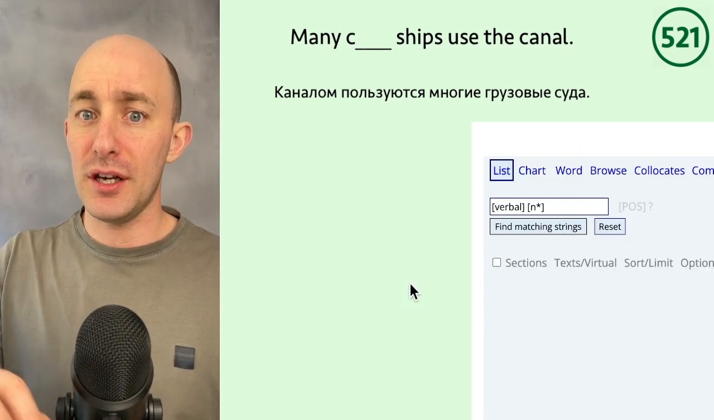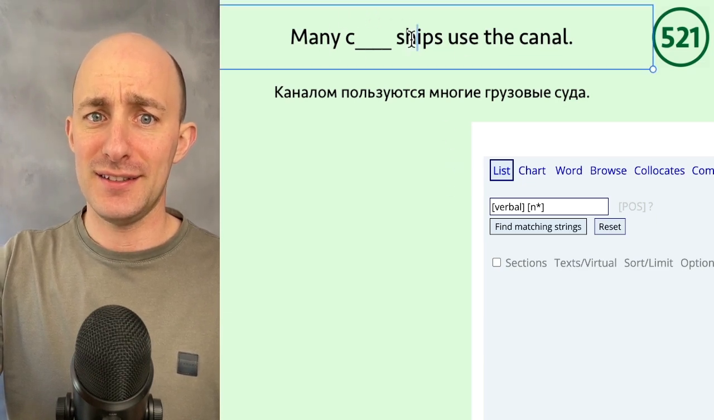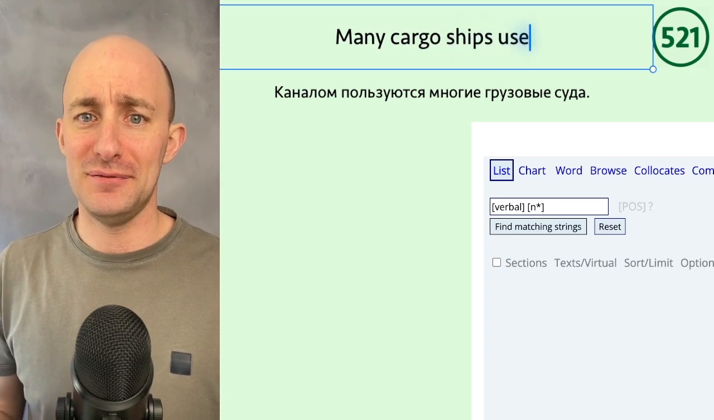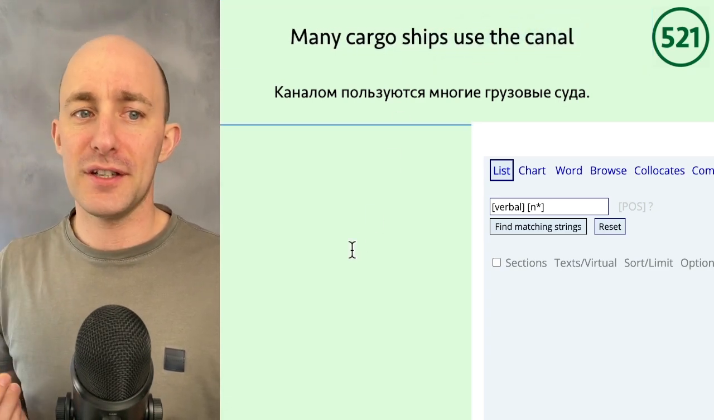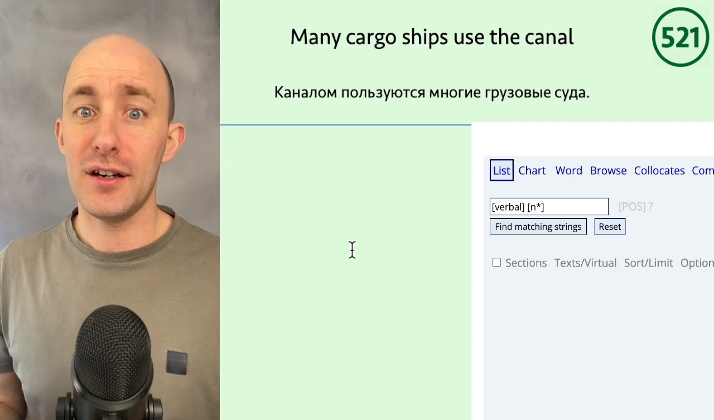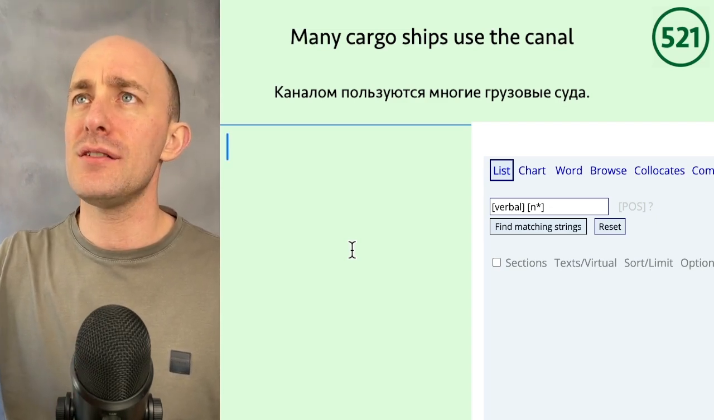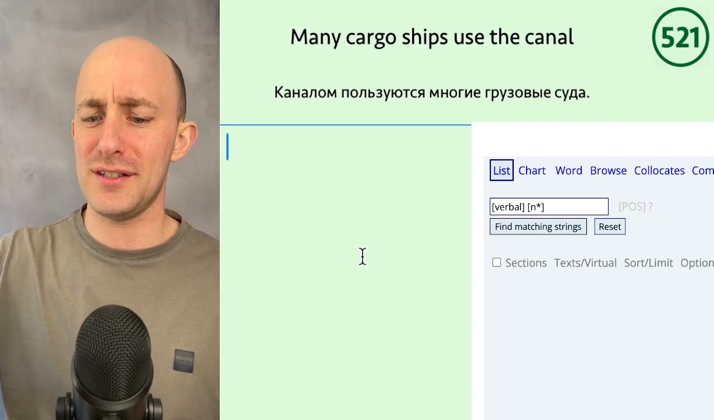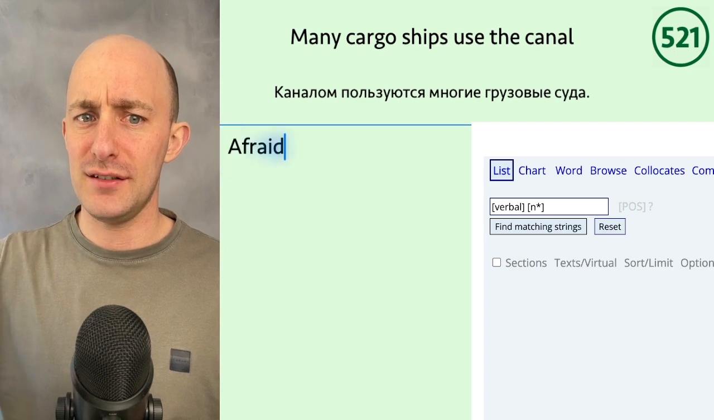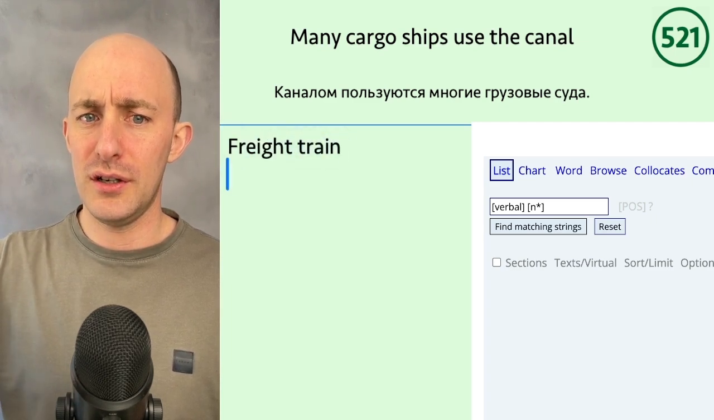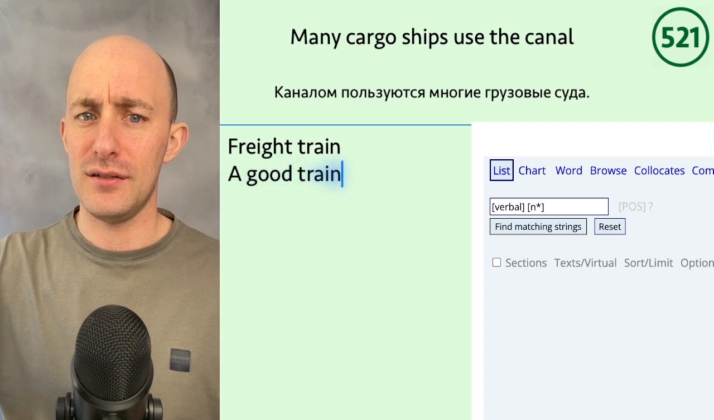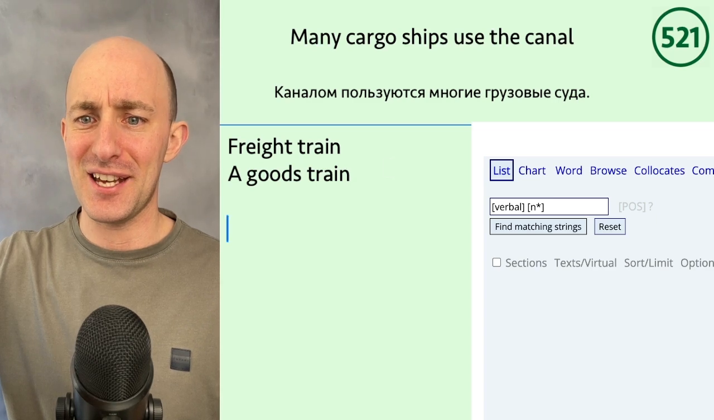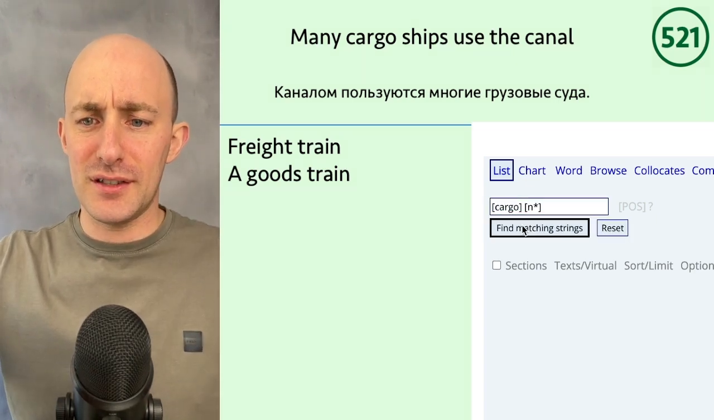Каналом пользуются многие грузовые суда. Many cargo ships use the canal. Грузовые, you can use the word cargo. It's interesting with trains, we rarely use the word. We don't say a cargo train. If it's a train, грузовой поезд, then it's a freight train or a goods train. Not goods, a goods train. But with ships, it's a cargo ship. I'm not sure what else. What else is often cargo?